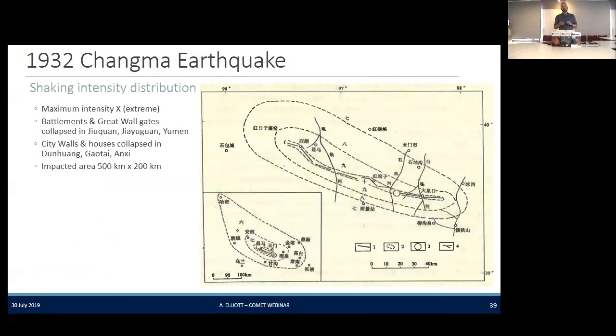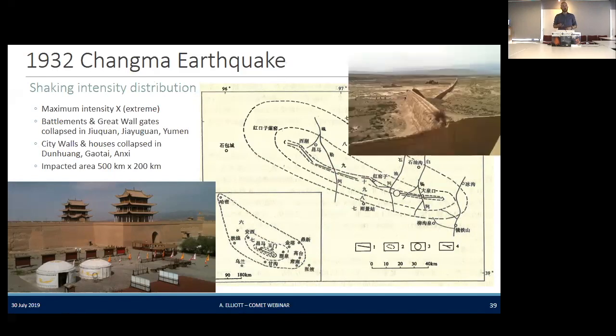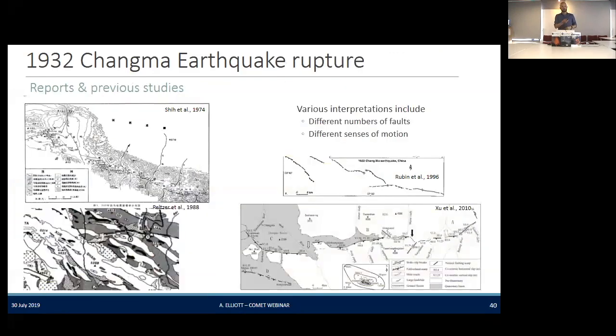So as I said, some of the earliest documentation of it was the intensity reports themselves. It involved damage to the big gate at the western end of the Great Wall, as well as to the wall itself. They've been repaired now in those photos.